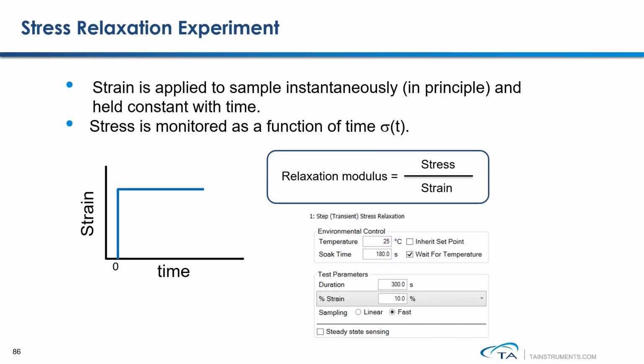A stress relaxation experiment is conducted by applying a strain to the sample instantaneously and holding it constant with time. During the measurement, stress is monitored as a function of time. In a stress relaxation test, relaxation modulus is defined as the stress changing as a function of time divided by the strain that you applied to the sample. The screenshots here give you an example of how to set up a stress relaxation experiment using TRIOS software.